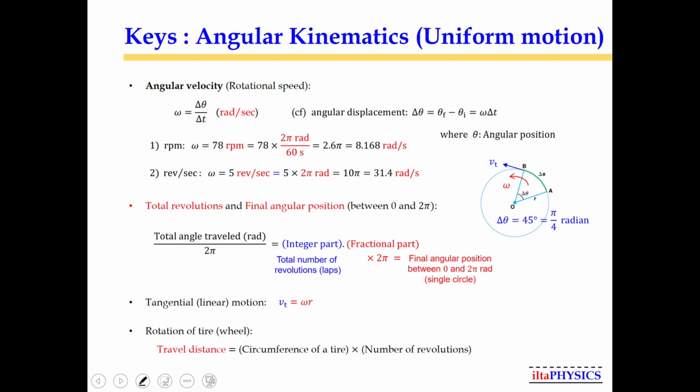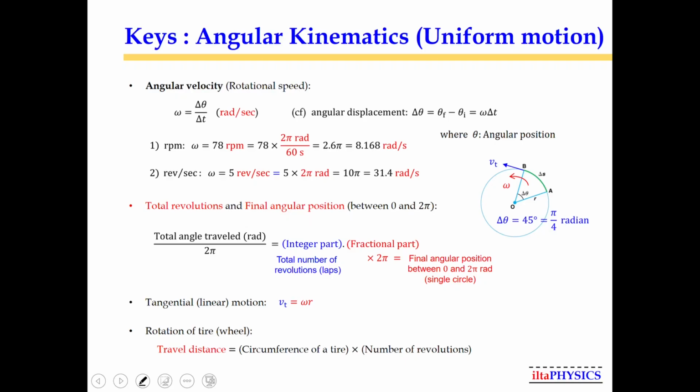Here, the change in angular position, or angular displacement, is the final angular position minus the initial angular position. By rearranging the definition of angular velocity, we can also express this as the product of angular velocity and time. In this context, theta represents the angular position of the rotating object. So far, we've covered the physical definitions and formulas for rotational motion.